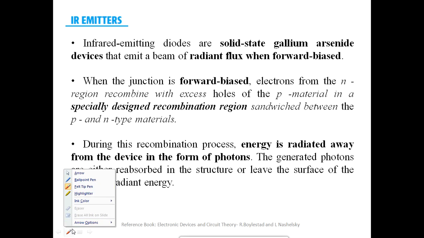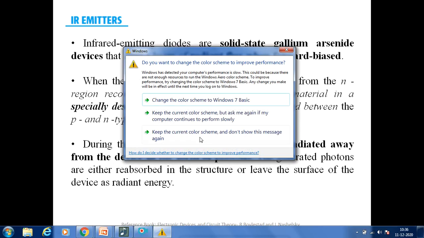Frankly speaking, with respect to the principle of working, LEDs and IR emitters work in a similar fashion. The only difference is that LEDs emit light which falls under the visible light spectrum, whereas for IR emitters, the wavelength of the signal being emitted falls under the infrared region. That's the basic difference between LEDs and IR emitters. But still, let us focus on some of the important points.